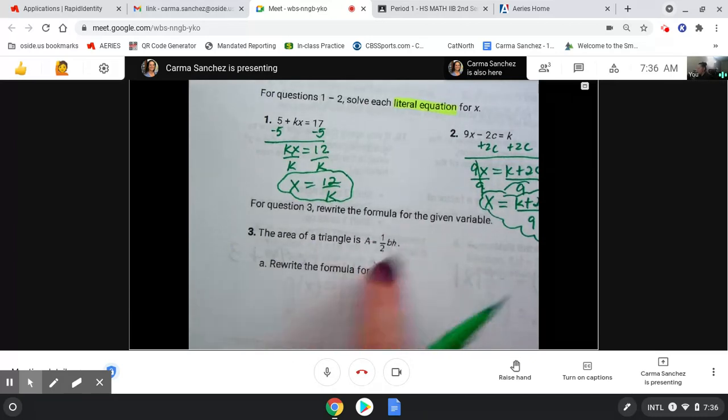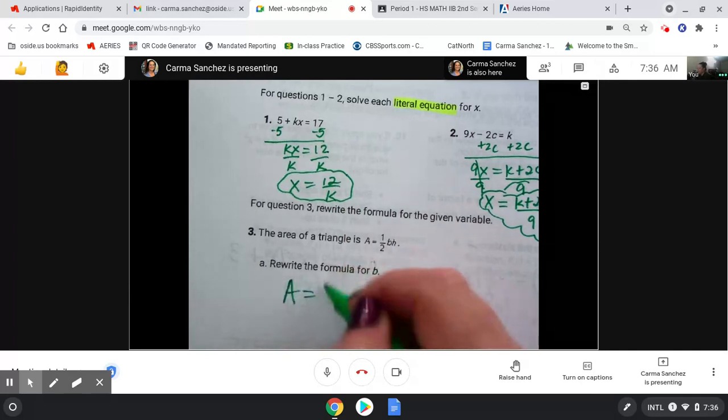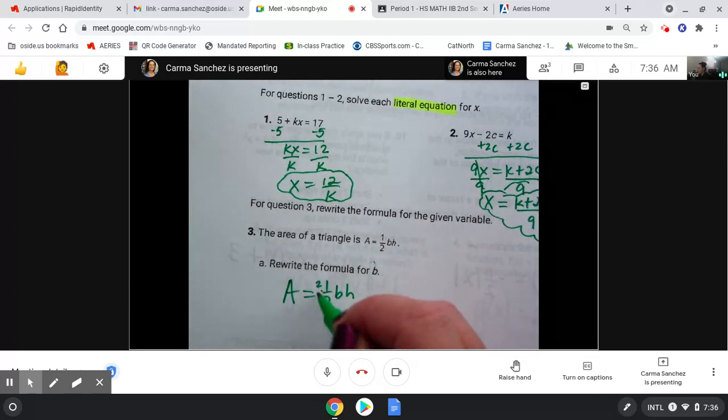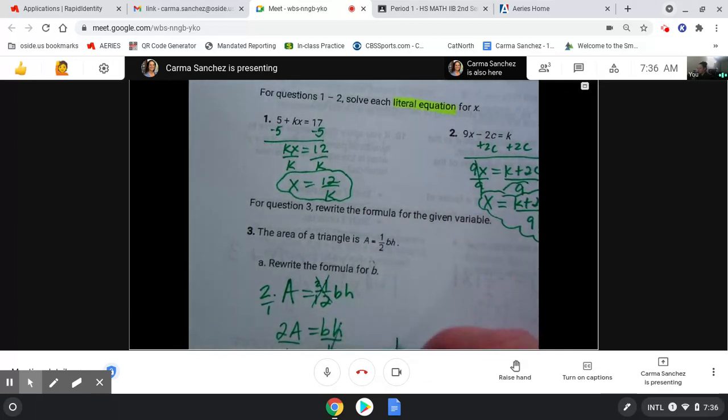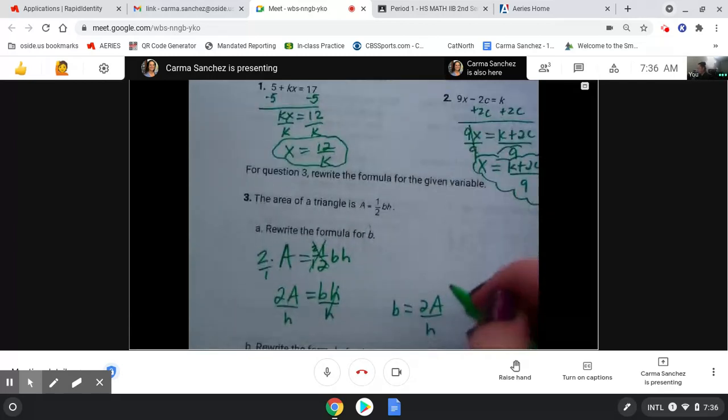So to move this equation around, in order to change it in terms of the b, we're going to start by getting rid of this 1/2. How do we get rid of a 1/2 in front? You could multiply by 2 or by 2 over 1. That leaves me 2a, this crosses out, is equal to b times h. And again, we're solving for b, so let's just divide by h. b is equal to 2a over h. How'd you do?